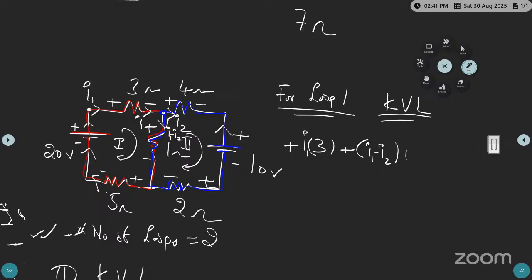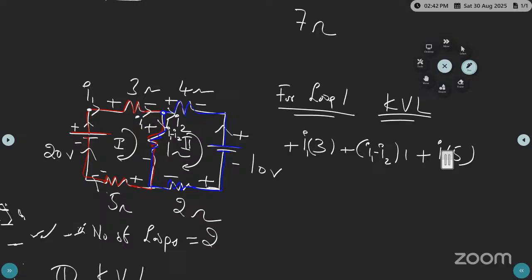1 ohm. Then plus, what is the current in the 5 ohm resistor? I1. What is the symbol? Plus. Then again here, what is the symbol here? V equal to IR. Algebraic summation of voltages. I don't know the voltage here, so what am I writing? I into R.